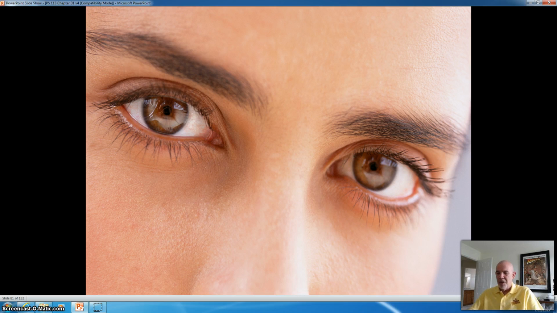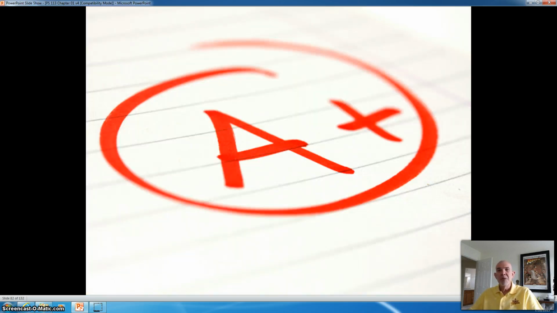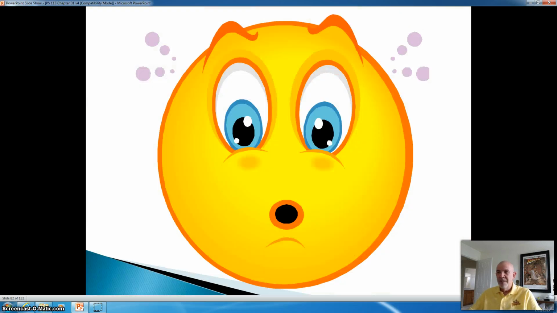Does the color of your eyes predict your grades? Well, of course not. And you would be totally shocked if I told you researchers just found a relationship with that. You know that is major bogus, don't you?